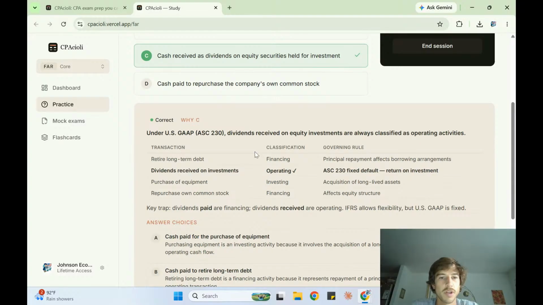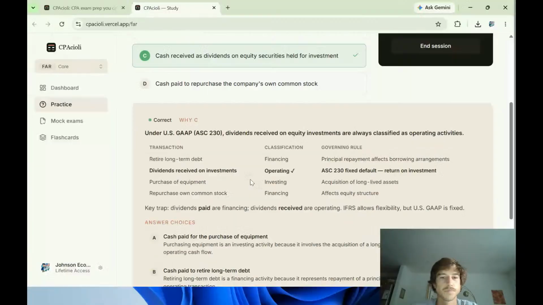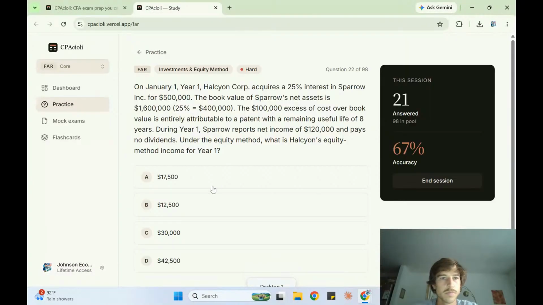Okay, repurchase of common. Okay, retired long-term debt is financing. Okay, cool. Equity method income for year one. Okay. 20% interest for 500K. The book value is 1.6 mil.